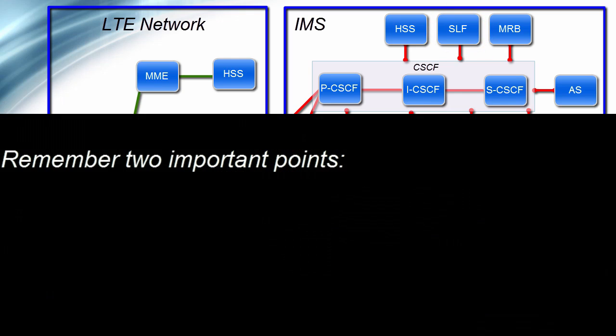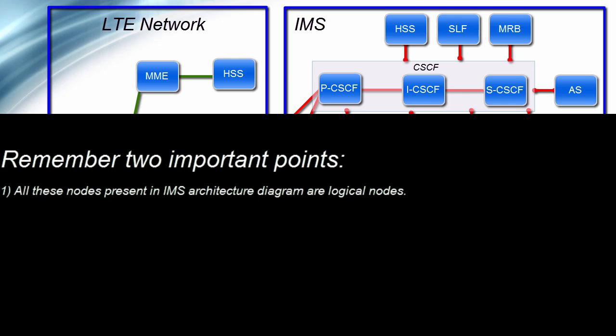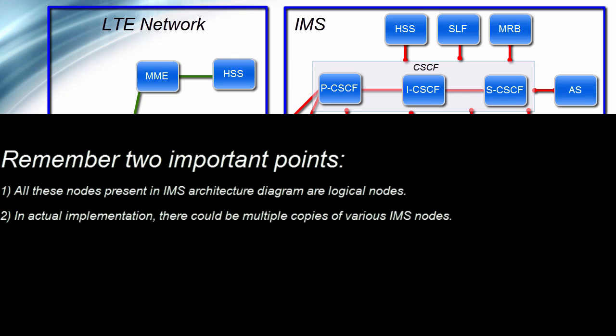Remember 2 points. Point number 1. All these nodes present in IMS architecture are logical nodes. In actual implementation, few of these nodes can be combined together. For example, usually Media Gateway Controller and Media Gateway are combined in a single node. Point number 2. In this diagram, I have considered only one copy of each type of logical node. In actual implementation, there could be multiple copies of various nodes. For example, there are multiple CSCF, multiple HSS, and multiple Media Gateway Control Function and Media Gateways in a single network.